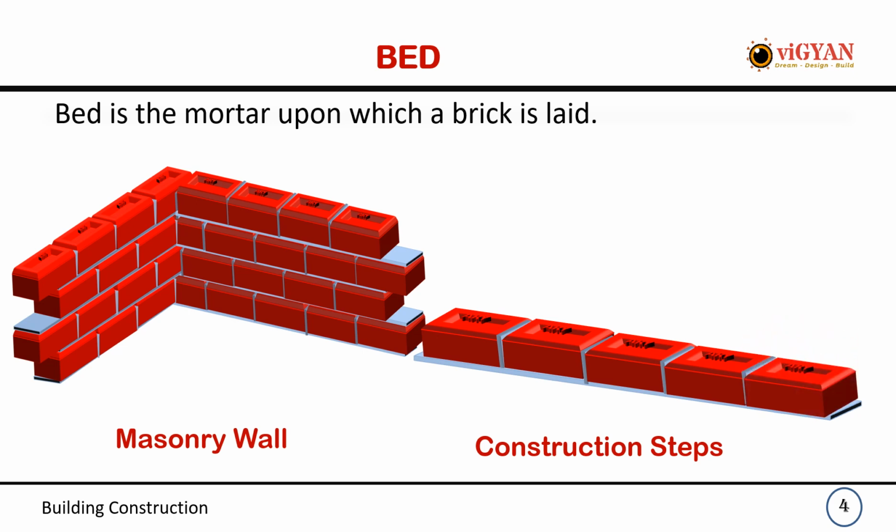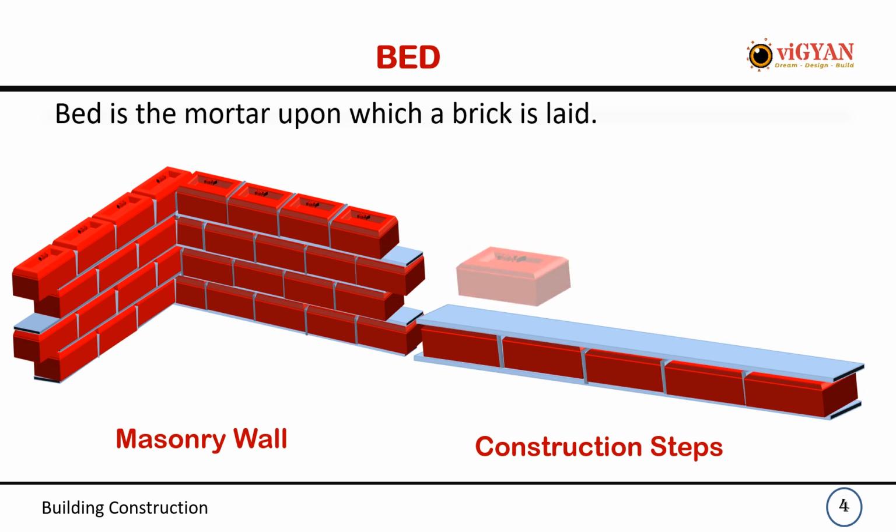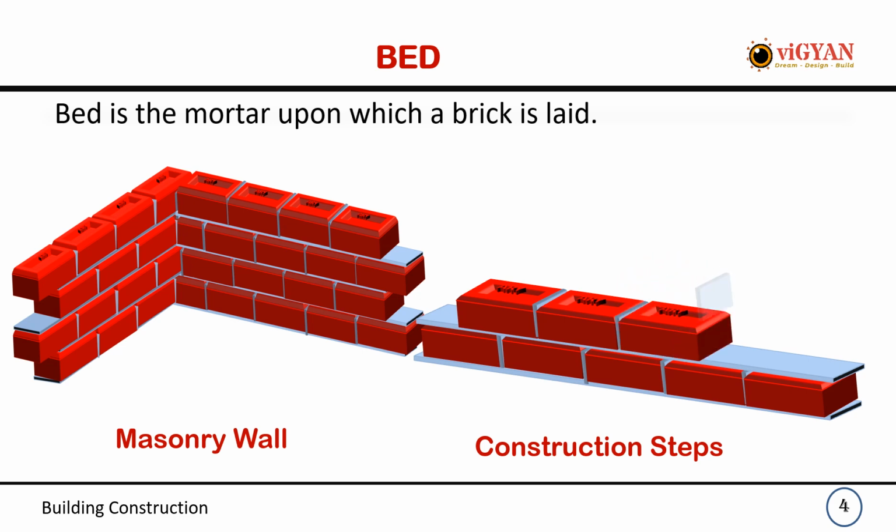We have completed construction of one layer or course. The next course will be placed above this and it needs to be bonded together. So these two courses will be bonded by bed. Spread another layer of mortar, which is known as bed. Place the bricks. Make joints between the bricks.